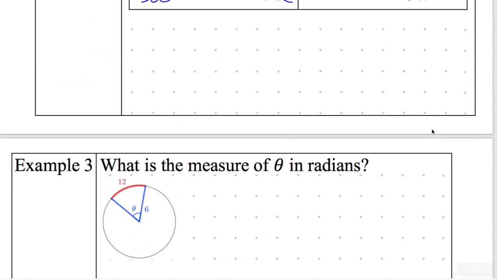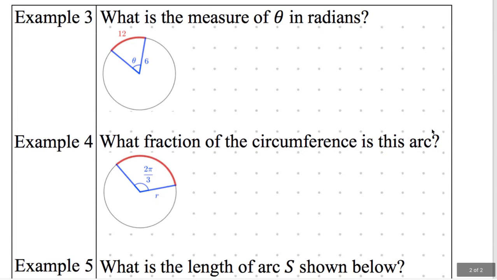All right, we're on the back. Flip it over. Example 3. I need to find theta. This is an easy peasy question. Someone tell me the formula. Leo, go for it. Arc length over radius. Thank you, Leo.